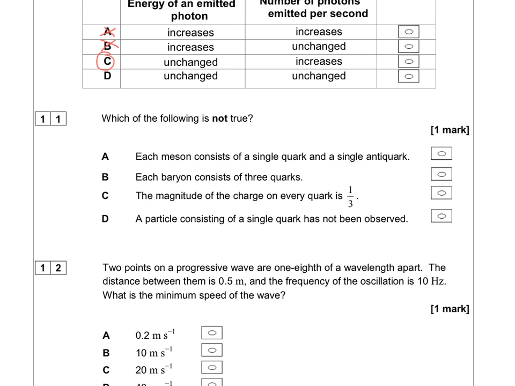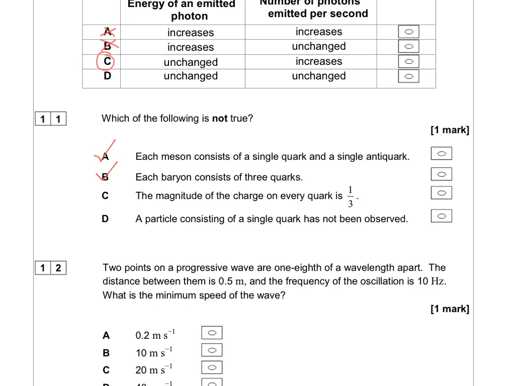Which of the following is not true? Very standard type thing AQA does in multiple choice. They give you these which are these not true type questions. So each meson consists of a single quark and a single antiquark. That is correct. Each baryon consists of 3 quarks. That's true. And antibaryons are 3 antiquarks.